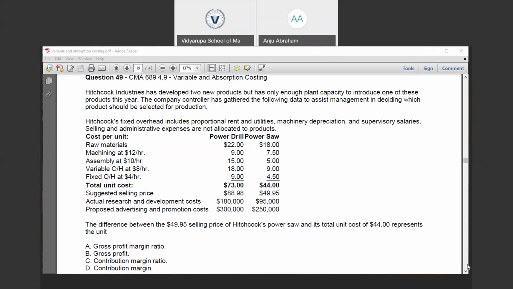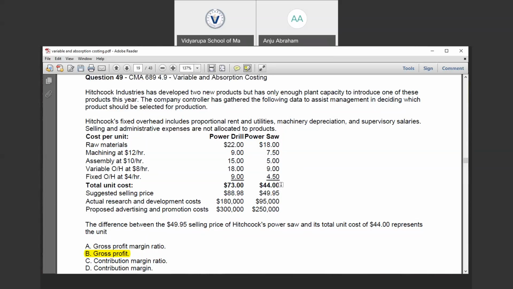So what will be the answer? Option D is the wrong answer. It is not contribution margin. Okay, gross margin, right. Option B. Option B, gross margin or gross profit, is the right answer. It is not a ratio.